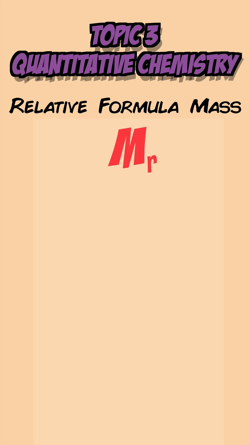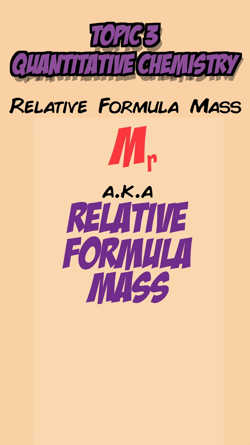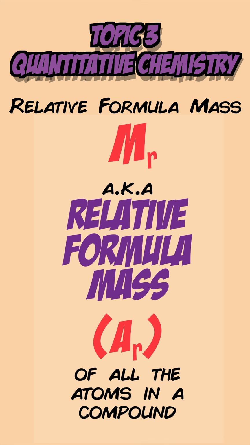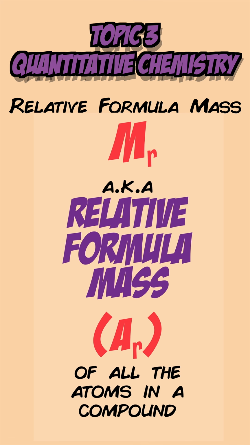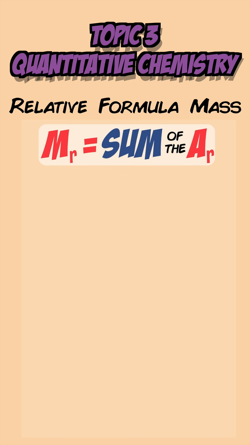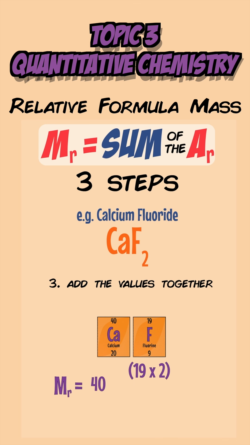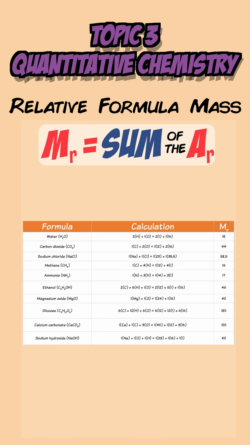The MR of a substance is also known as the relative formula mass, and it's basically the sum of the relative atomic masses, or ARs, of all the atoms in a chemical formula. So to work out the MR of any compound, you need to add everything together. As an example, let's try and find out the MR of calcium fluoride, or CaF2. So that's 40 plus 19 times 2, and this gives a final answer of 78. Here are a few more examples that you can try yourself.